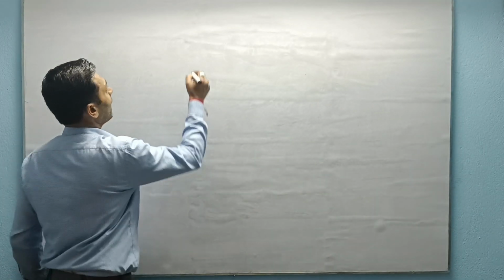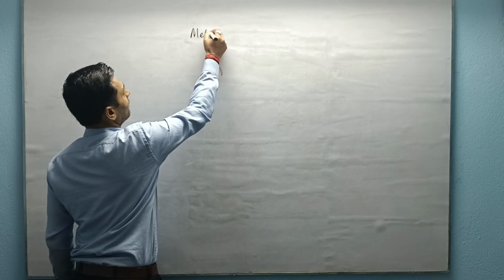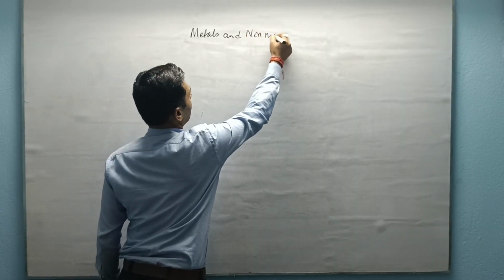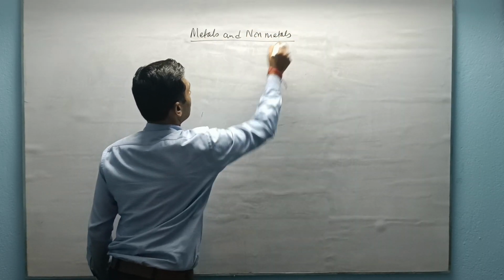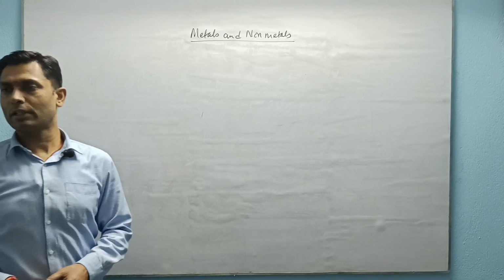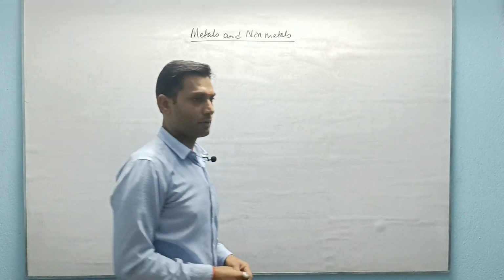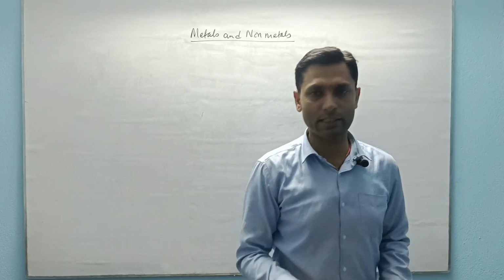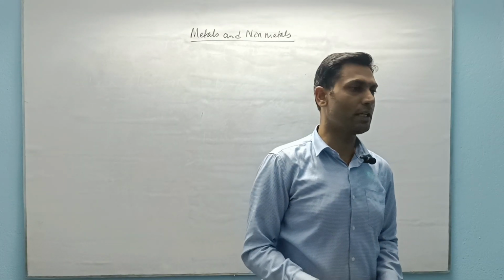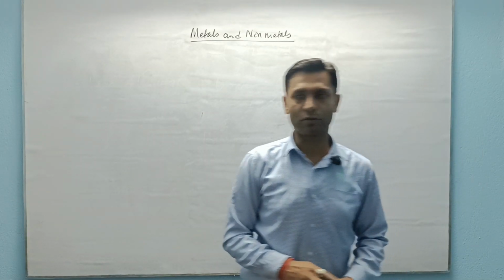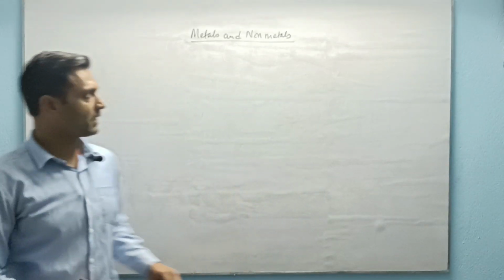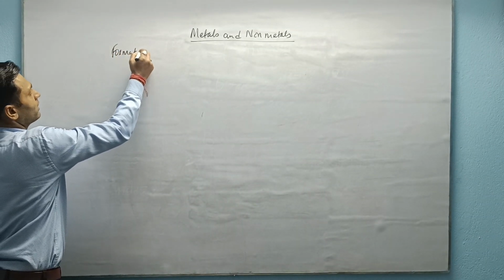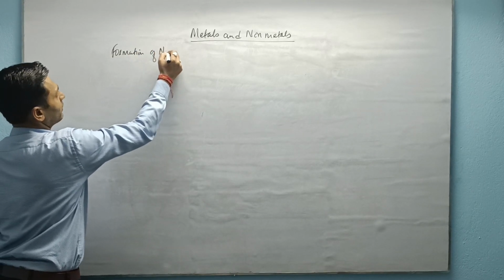Formation of what? Ionic compounds. Chapter: metals and non-metals. See, we already discussed what ionic compounds are: the compounds which are formed by ions, and how the ions are formed by losing or gaining of electrons. So first of all, we'll see the formation of sodium chloride.